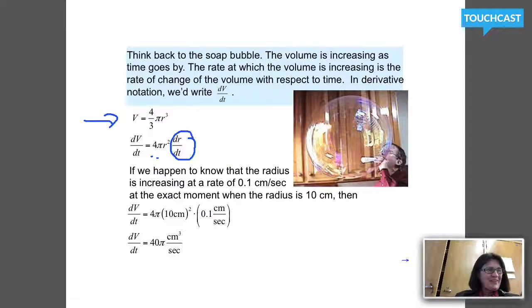So now we can finally get around to that first question that's on your paper, right? We have been given this formula for volume of a sphere, and we've been asked to write an expression for the rate of change of volume with respect to time. And we're going to do exactly what we've already done here. Volume is a function of r, but I can still find out how volume changes with respect to time by taking the derivative of both sides with respect to time.